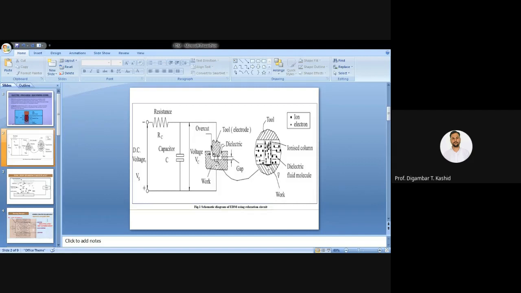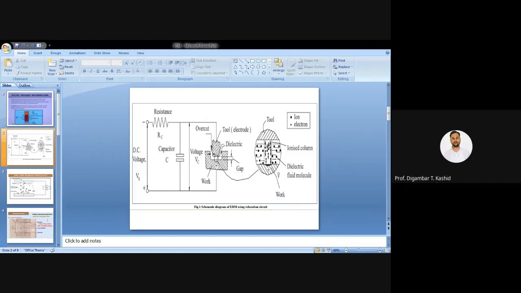It attracts toward the anode. You can see the cathode, that black dot. So it is attracted toward the opposite charge, that means towards your workpiece, the anode, which is positively charged. You can see the positively charged ions. Here you can see the electrons are negative and your ions are positive. So electrons will move towards your anode, that means towards your workpiece.